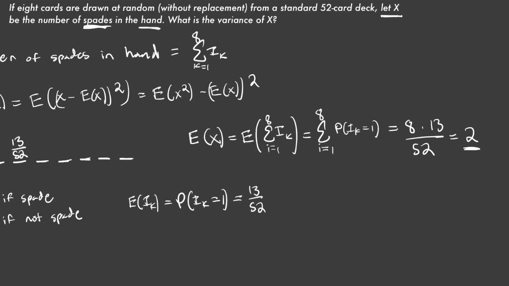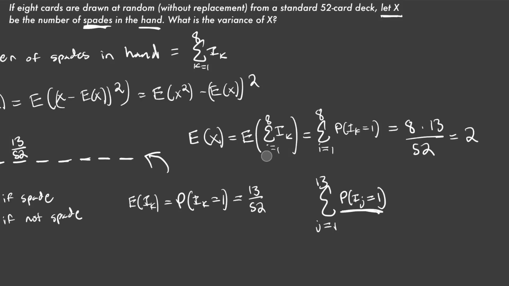So that is the expected value of X. Also note that we could have defined our indicators differently. We could have had I_j for j equals 1 to 13 representing all of our 13 spades, where the probability that I_j is equal to 1 is going to be the probability that a spade gets chosen as one of our 8 cards.